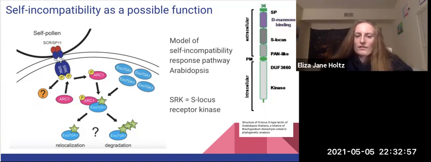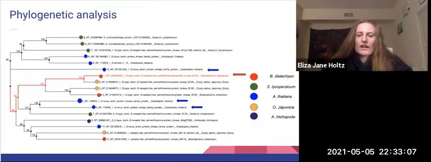This is a model of the functional domains of the protein in Arabidopsis, as you can see on the right, and they are the same ones in the same order found in the protein encoded by our gene. And the sequence itself, not just the domains, is very similar to Arabidopsis G-type receptor-like kinases, as you can see in this phylogenetic analysis.